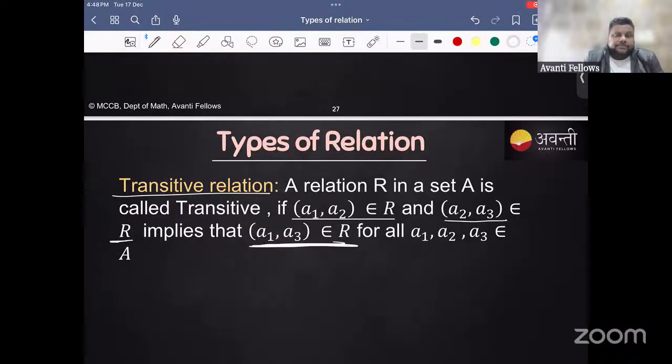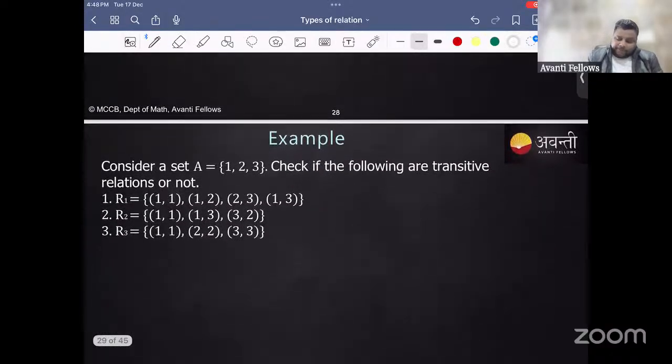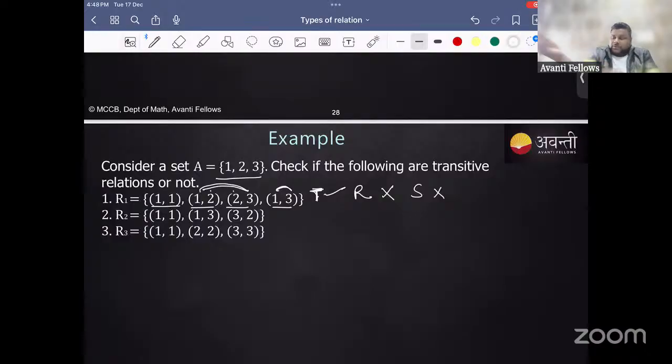Very simple. Now see, set A is 1, 2, 3. Got it? Now see, in R1, (1, 1) is here, (1, 2), (2, 3), (1, 3). See, (1, 2) is here, (2, 3) is here. So (1, 3) should also be there, which is here. So it is transitive. Got it? Now, is it reflexive? No, because there is no (2, 2), (3, 3). Is it symmetric? Again, no, because (1, 2) is here, but (2, 1) is not here.